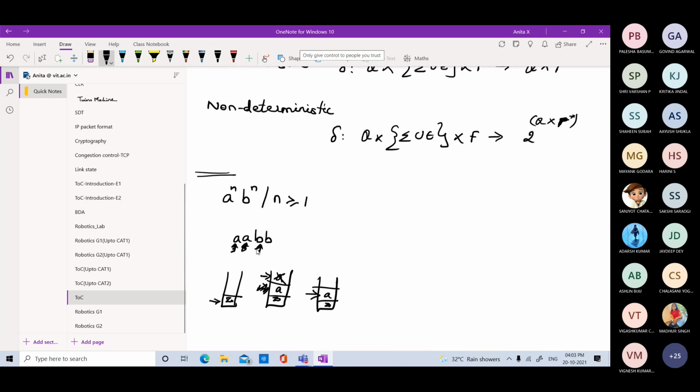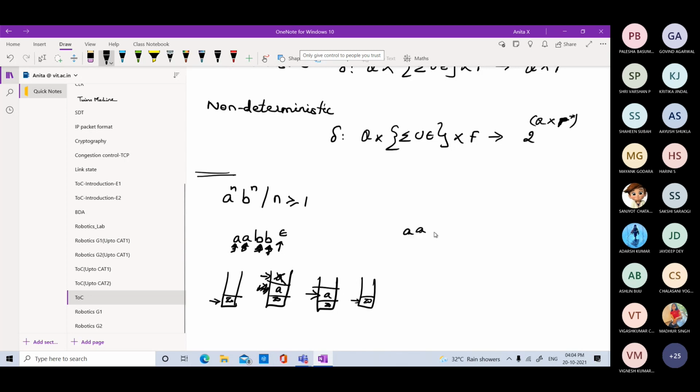Now again, the input symbol is B and the top of the stack element is A. I have to proceed with the popping operation. Now the input symbol is epsilon and the top of the stack element is Z naught. Epsilon means I have reached the end of the input string, and my stack is also empty. By this, we can conclude that A's and B's are equal in count.